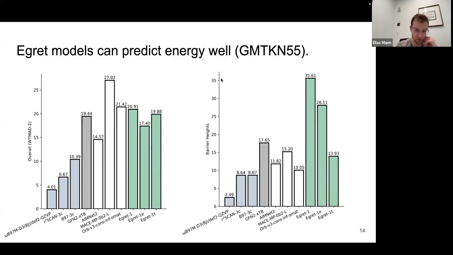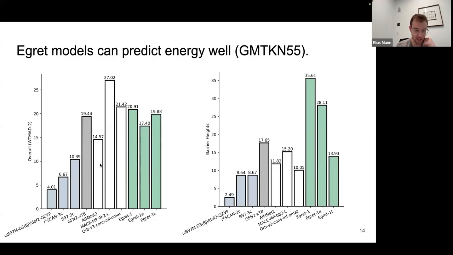I'll have a lot of charts that look like this in this presentation. The green ones are our models. The white bars are other neural network potentials. The gray is a semi-empirical method, and the blue ones are DFT methods. So we have comparable performance. Egret-1E is our best performing model for just energies, and we have comparable performance to other neural network potentials, but not as good as AIMNet.